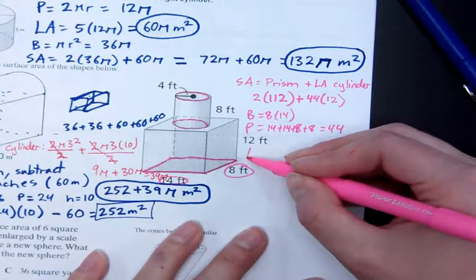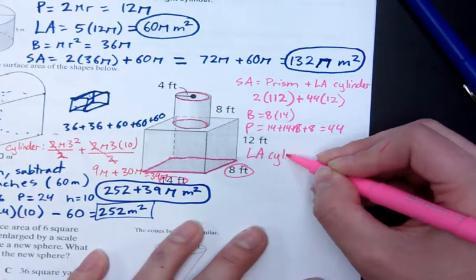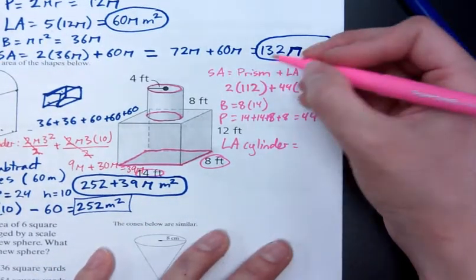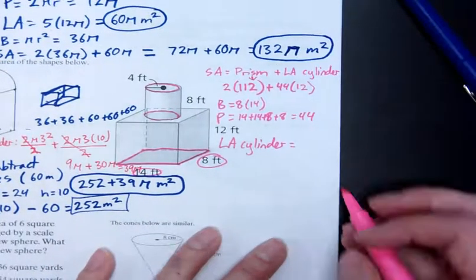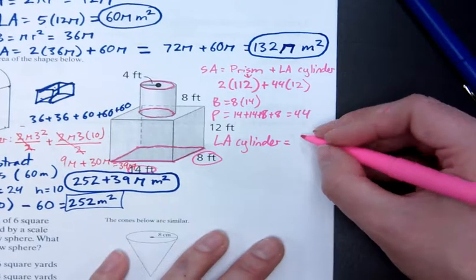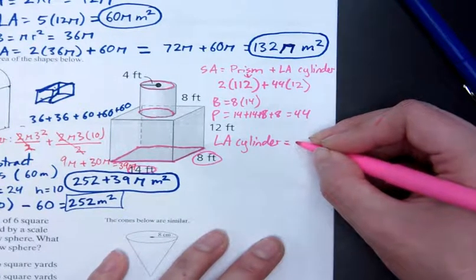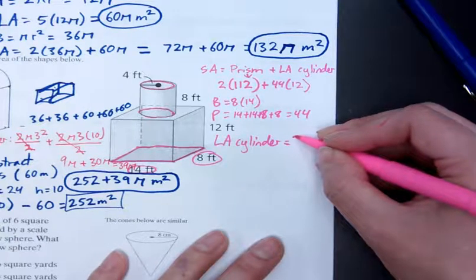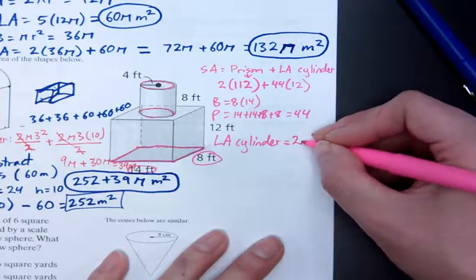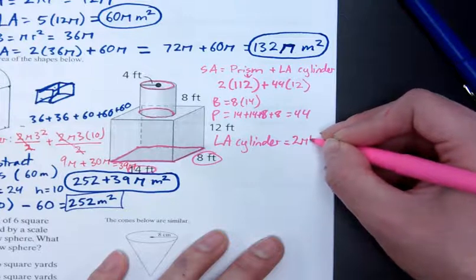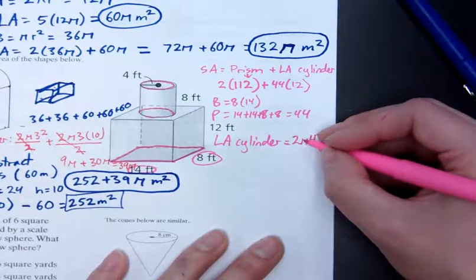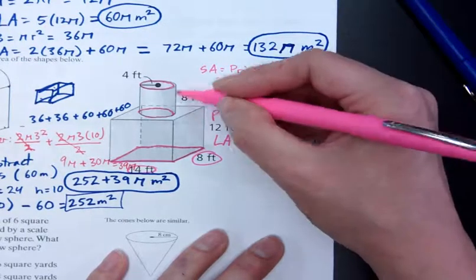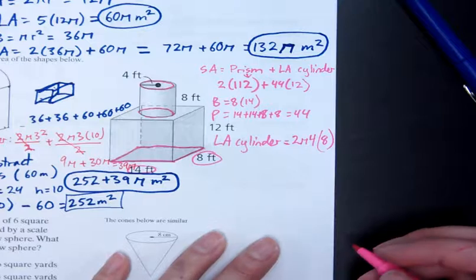I'm running out of space here. So lateral area of the cylinder. So that's the surface area of the prism. Okay. And then lateral area of the cylinder is just what? How do we find lateral area of a cylinder? Perimeter. So 2 pi times 4, which is our radius, times 8, because 8's the height of the cylinder. 64. Thank you.